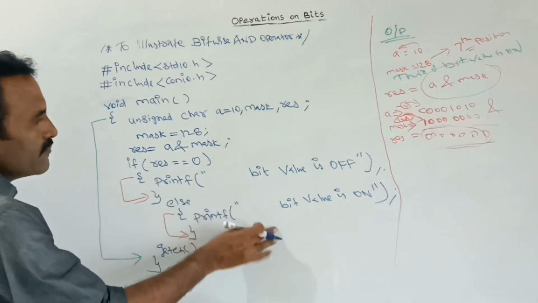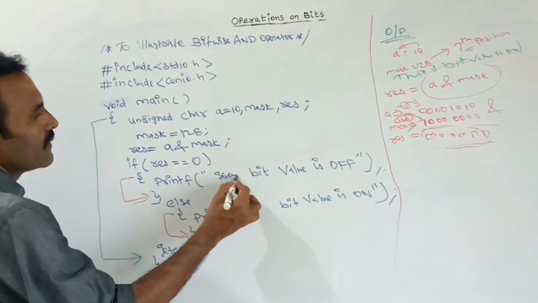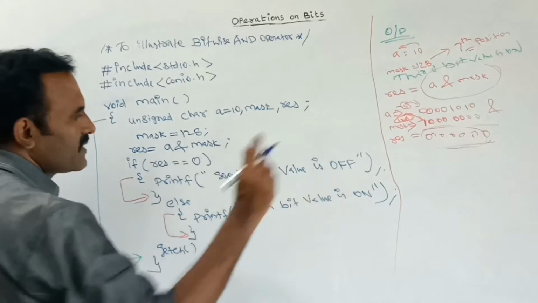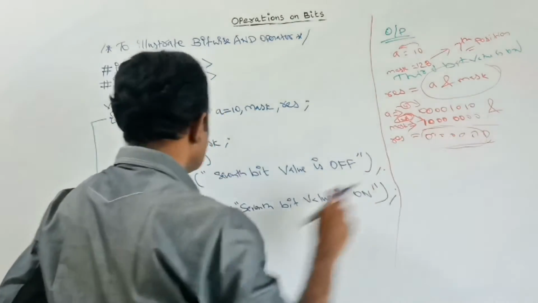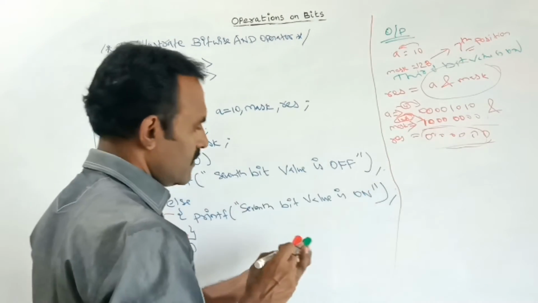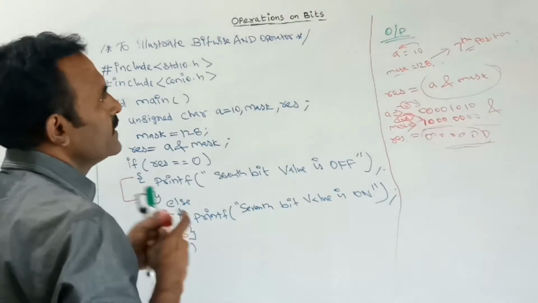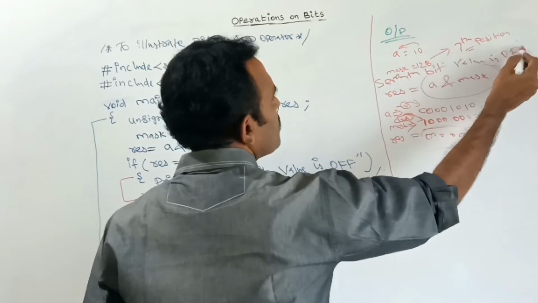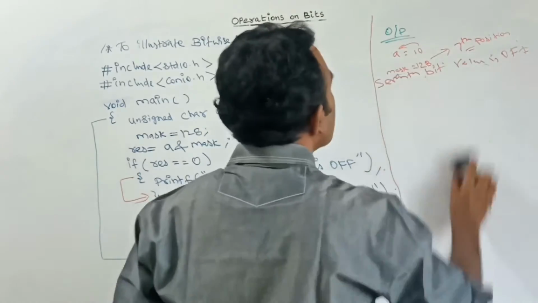So here in the message, 128 means which bit? The 7th bit. Seventh bit value is on. Here res is equal to 0. So if it is 0, the message will be printed as seventh bit value is off. So while running the program, it will print like this: seventh bit is off.